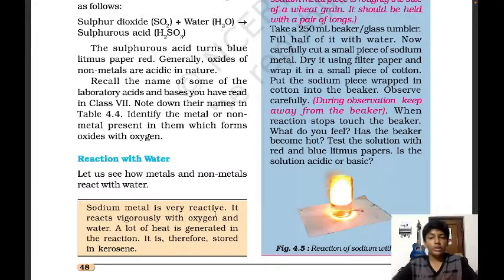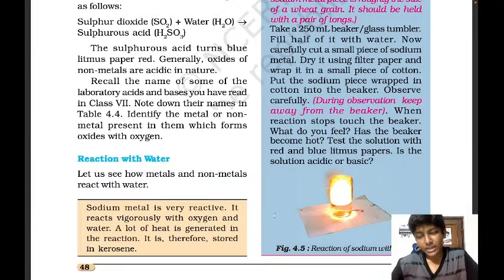Alright. So now let me explain this. So first take a little bit of sodium metal, dry it using filter paper. So dry it and wrap it up in a small piece of cotton. Put the sodium piece wrapped in the cotton into a beaker. Observe carefully. When reaction stops, touch the beaker, right, with water.